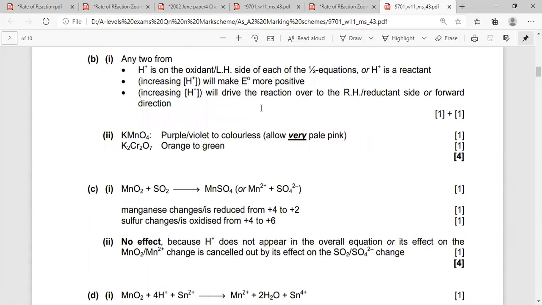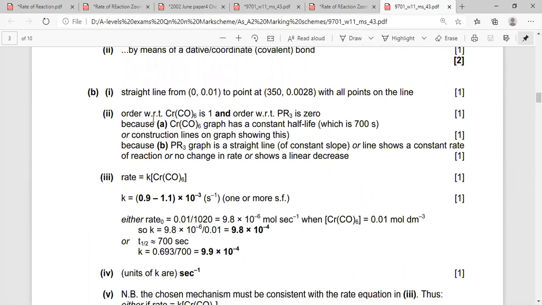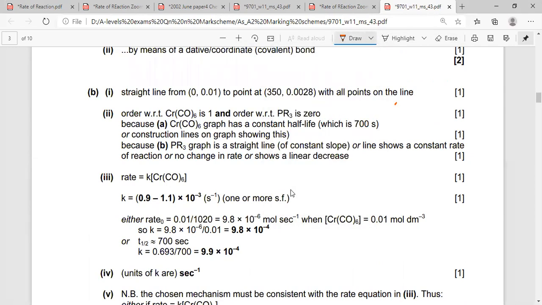Okay, let's see the rate. See now, first order. Put down here. See, first order. And with respect to PRD it is 0 order. The half-life is about 700 now. Okay, this is it.